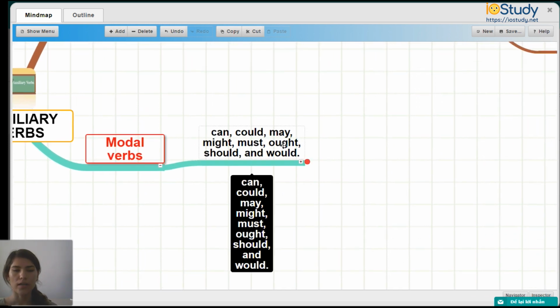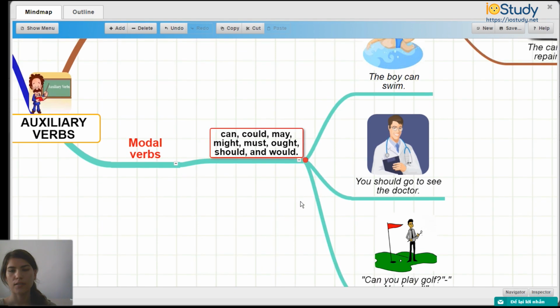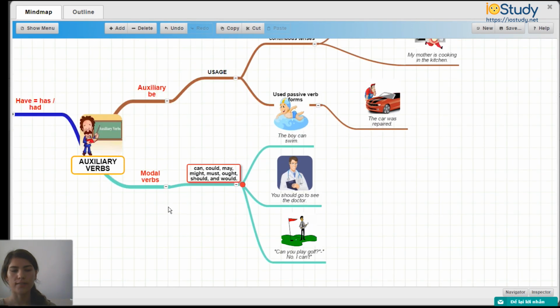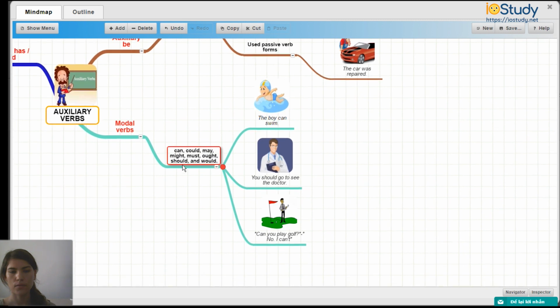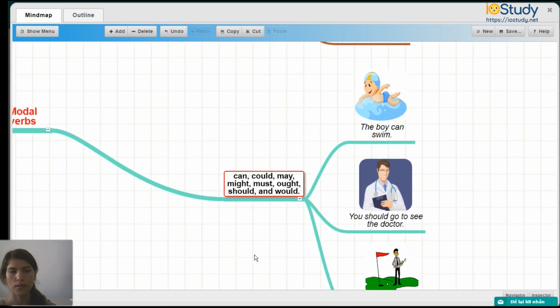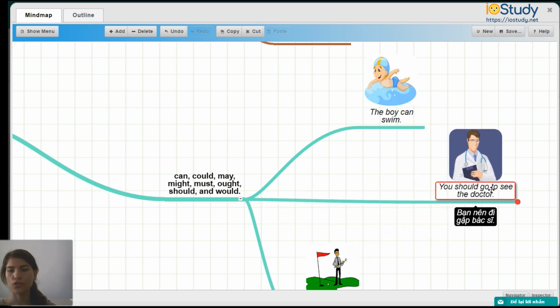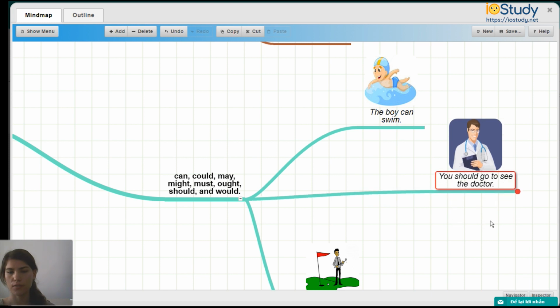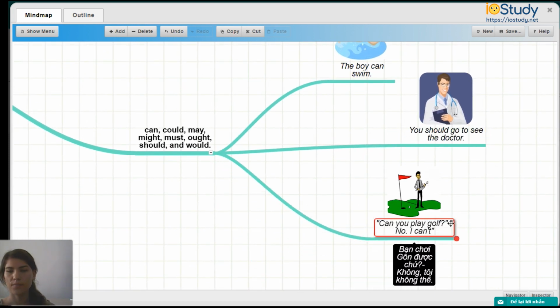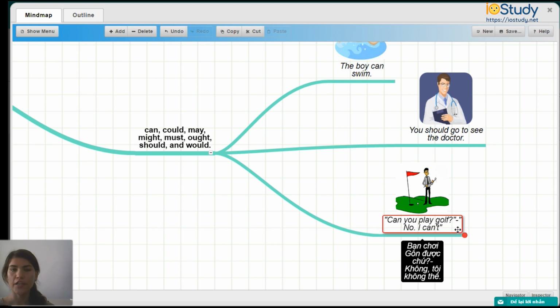So modal verbs are can, could, may, might, must, ought, should, and would. So, for example, using the modal verbs, the boy can swim, and you should go to see the doctor. Finally, can you play golf? No, I can't. So all of these are using modal verbs.